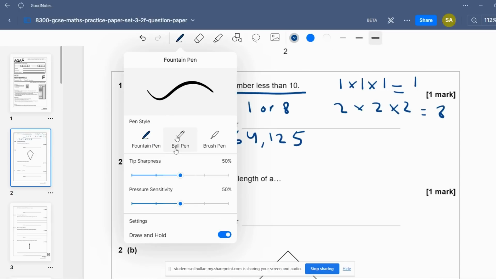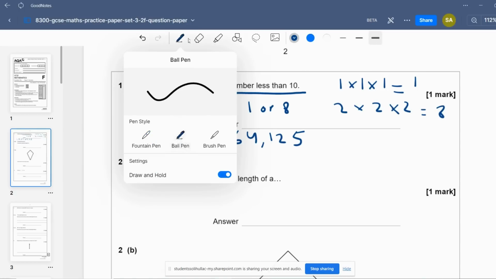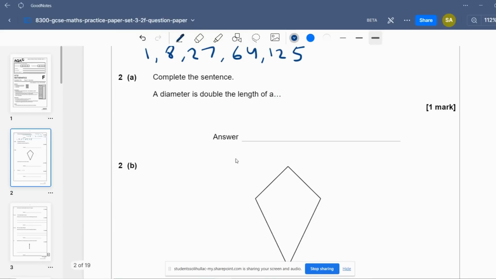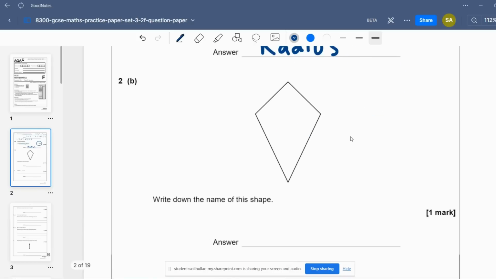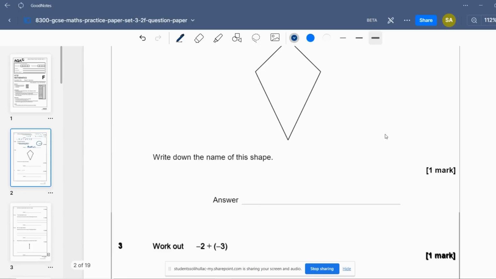The next question is, complete the sentence. The diameter is double the length of a radius, because the radius is half of the circle. So if I draw a circle like this, the radius is half of the circle and the diameter is double the radius. Question number 2b says write down the name of this shape. It's a kite.